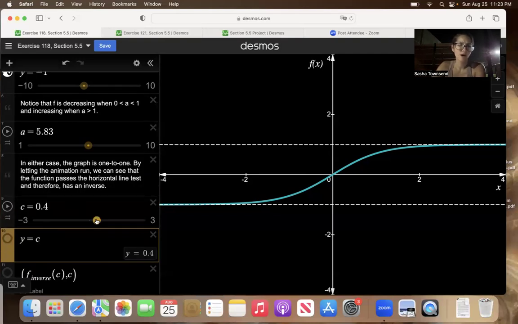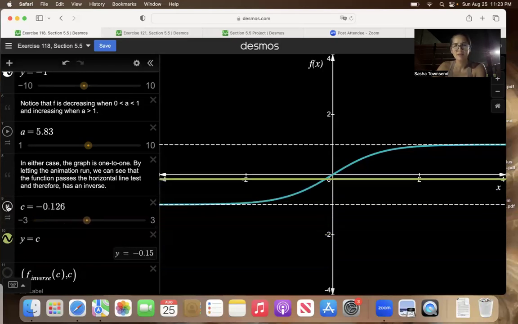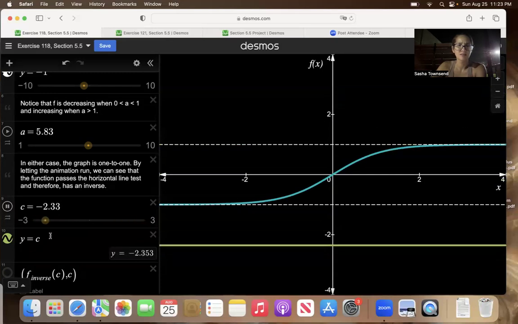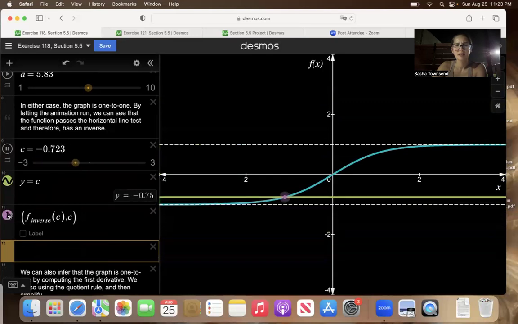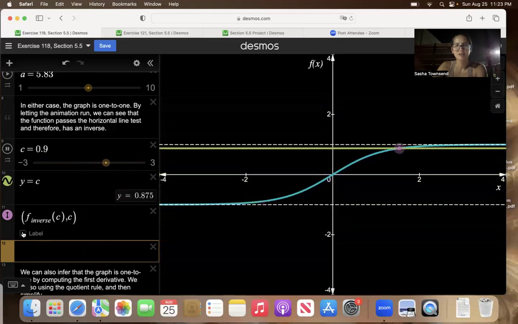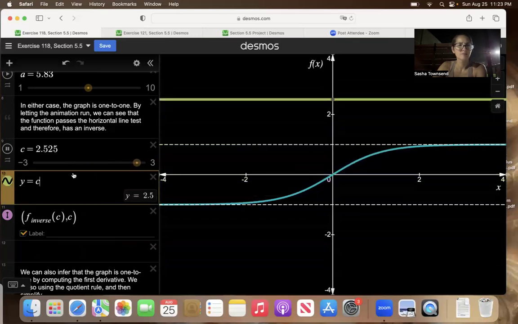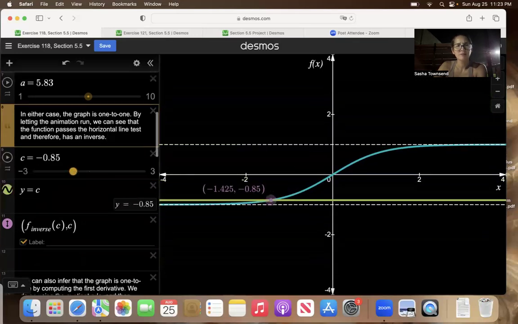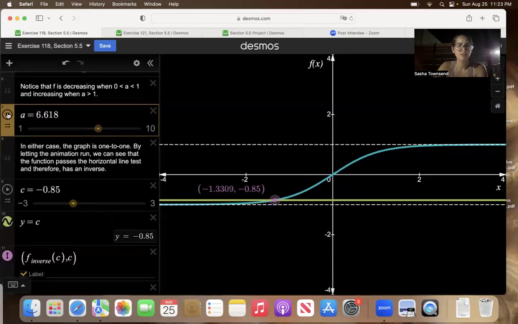I'm just letting y go from -3 to 3, and then letting that horizontal line pass through the graph. So initially it doesn't pass through the function at all, and then it crosses once. It doesn't pass through the function, and then it passes through the function at that purple dot. You see it only crosses once. And that's what the graph looks like for a representative value of a between 1 and 10, where the function is increasing.